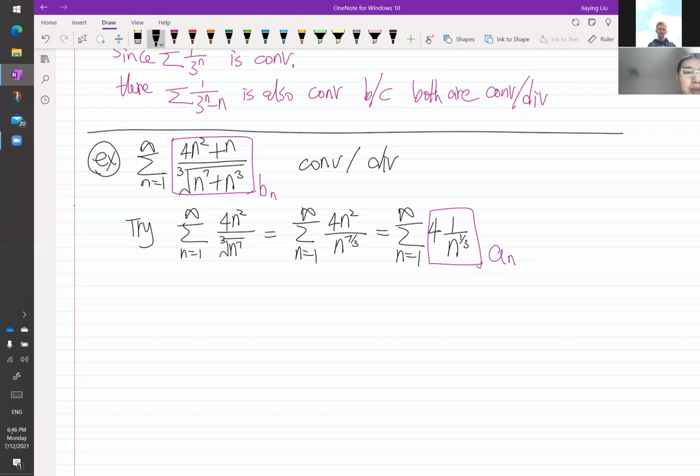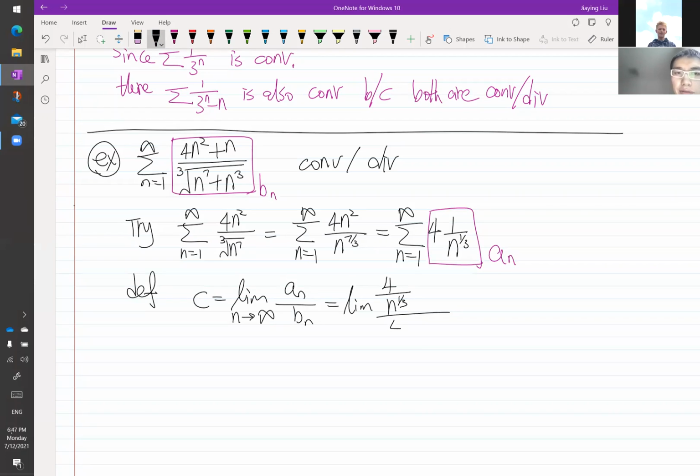And I'm going to stop here. So we're going to define a C, which is going to be the limit as n goes to infinity of AN over BN, which is just going to be the limit of 4 over n to the 1/3 divided by the Bn, which is 4n squared plus n divided by cube root n to the 7th plus n cubed.